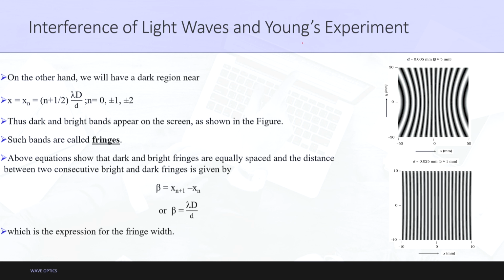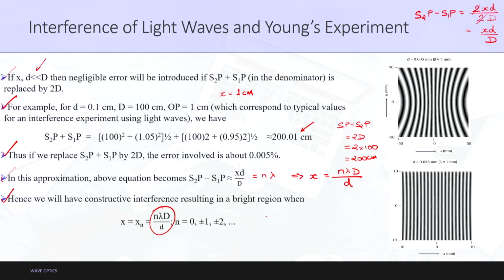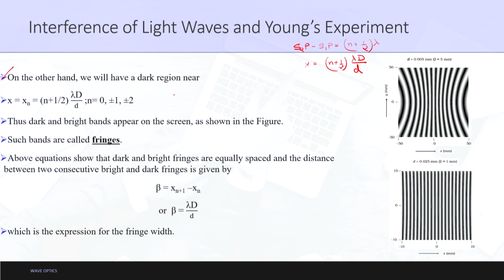Quite evidently, for a dark region, S2P minus S1P should be equal to n plus 1 by 2 lambda. Otherwise everything else would be the same, only there is a change in the value of n. If we take it as a constant k, then it is only a change in k. K was n before and it is n plus 1 by 2 now. So a simple mathematical calculation gives us x is equal to n plus 1 by 2 into lambda into capital D by small d, where n can be 0, 1, 2 or 0, plus minus 1, plus minus 2, etc. Similarly, we will have a dark region near x equal to xn, which is equal to n plus 1 by 2 lambda capital D by small d, and hence a dark fringe is formed. Here a bright fringe is formed and here a dark fringe is formed.